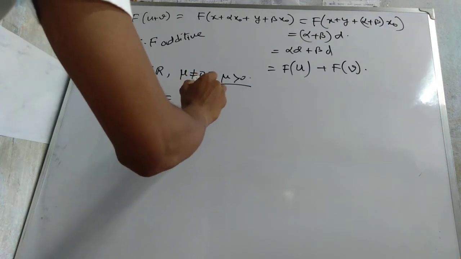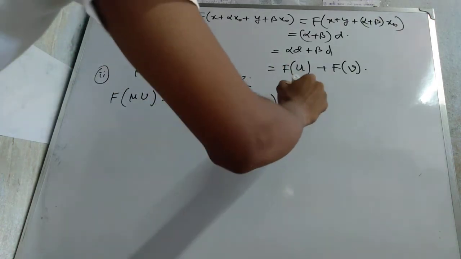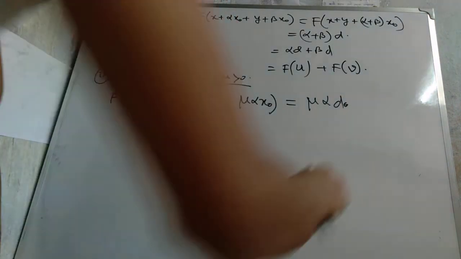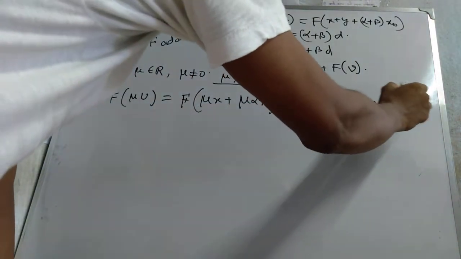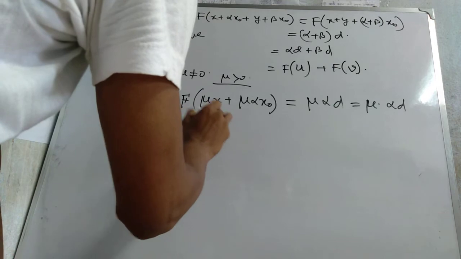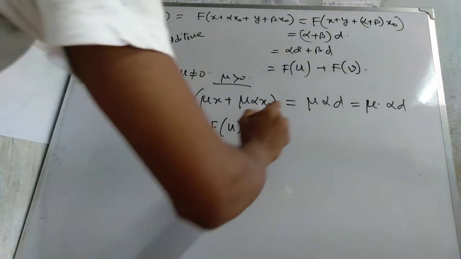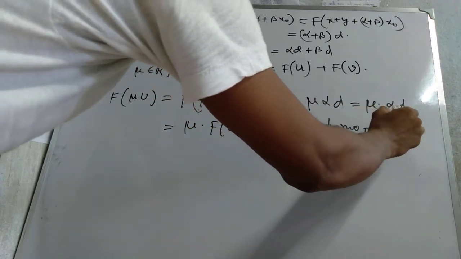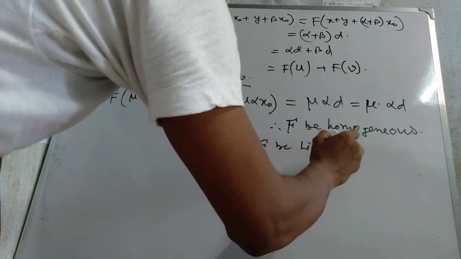F of mu x plus mu alpha x0. Then mu alpha d, sorry. Then this one equals mu multiplied by alpha d, this one equals mu multiplied by f. Hence this one is homogeneous. Then F is homogeneous, then F is linear.